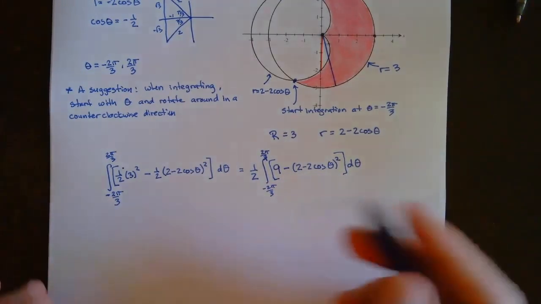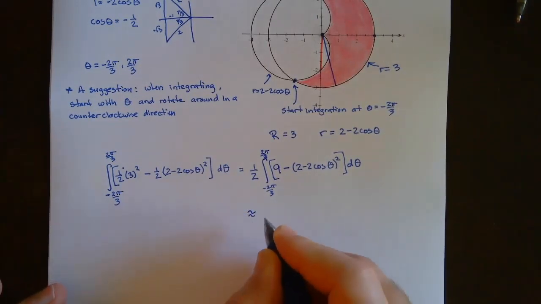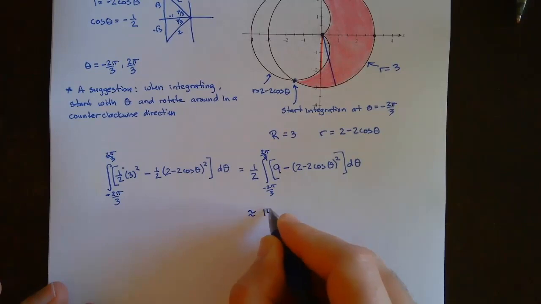All right, and then you put that in your calculator, and what you would get out is 14.077.